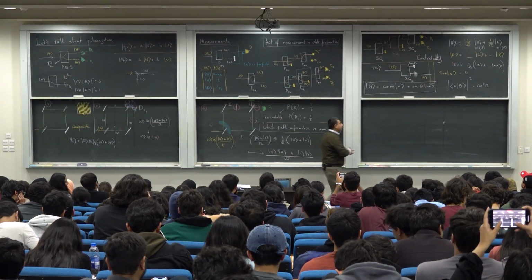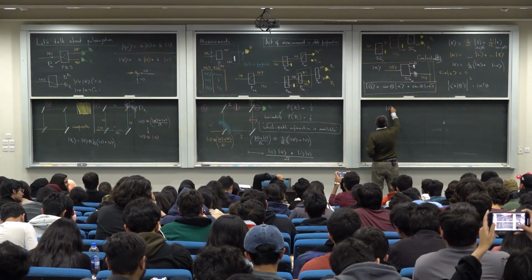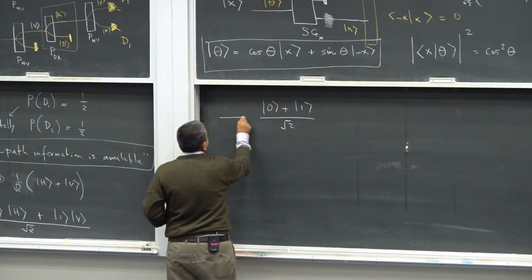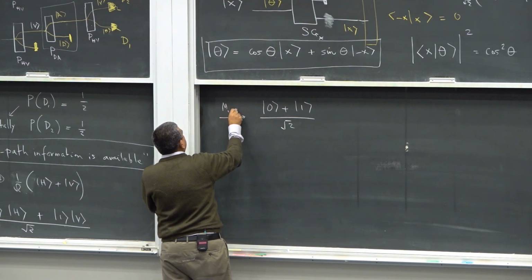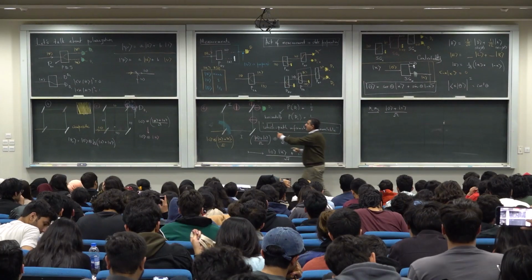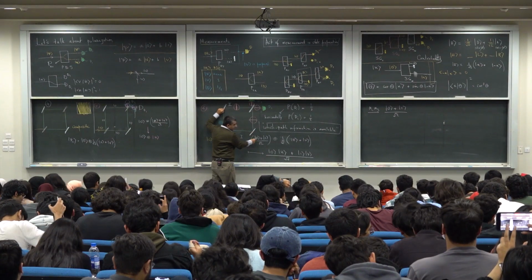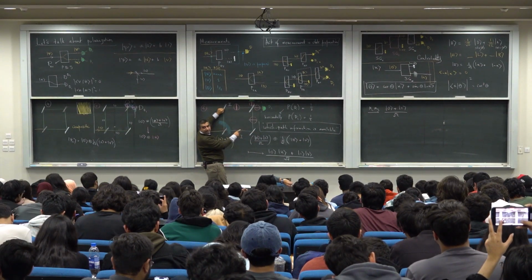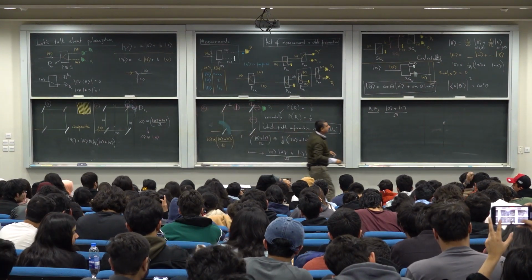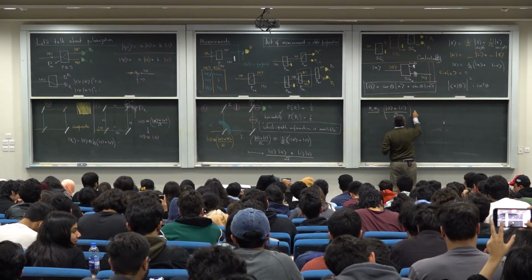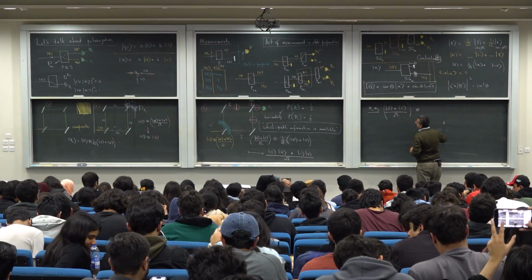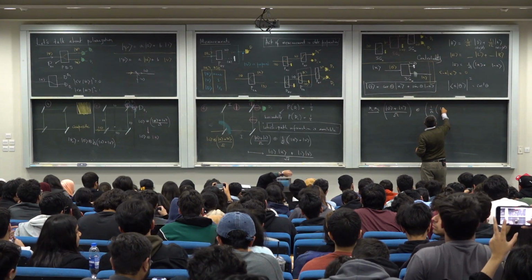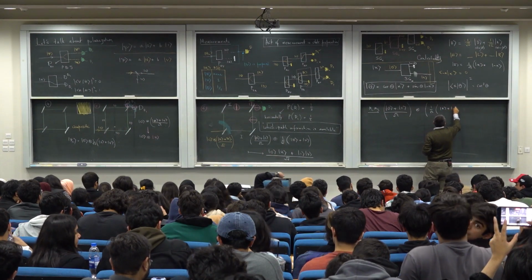What would the two mirrors do? Mirror 1, mirror 2. This just converts ket 0 to ket 1, ket 1 to ket 0. Got it? That's it. So nothing happens. And then H plus V.